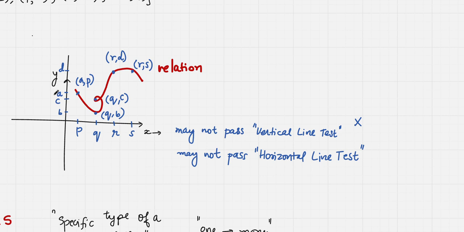The horizontal line test is similar except the line is horizontal. You draw any horizontal line and it should pass through only one point on the relation curve, but that's not happening here. There are many horizontal lines that pass through multiple points on the relation curve. So in general, a relation may not pass the vertical line test, and may not pass the horizontal line test.